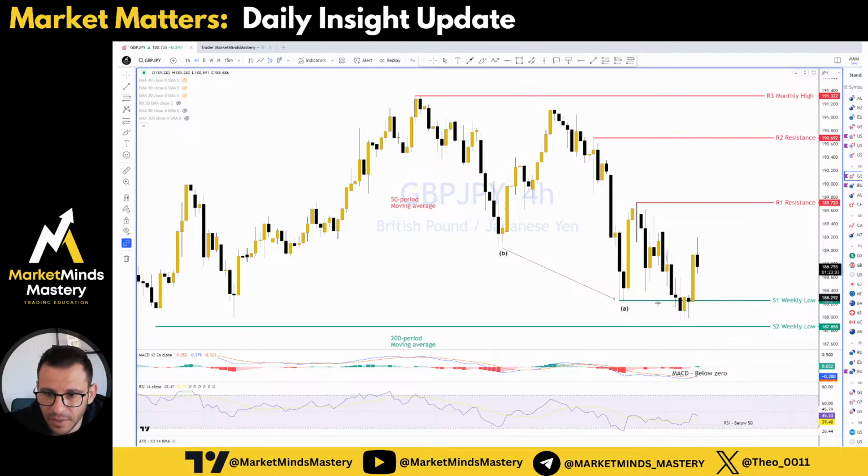Pound yen, price made this low here, and since then the market didn't make another low, to be honest, lower than this one. Let's see if today the sellers will continue pressing this market lower.